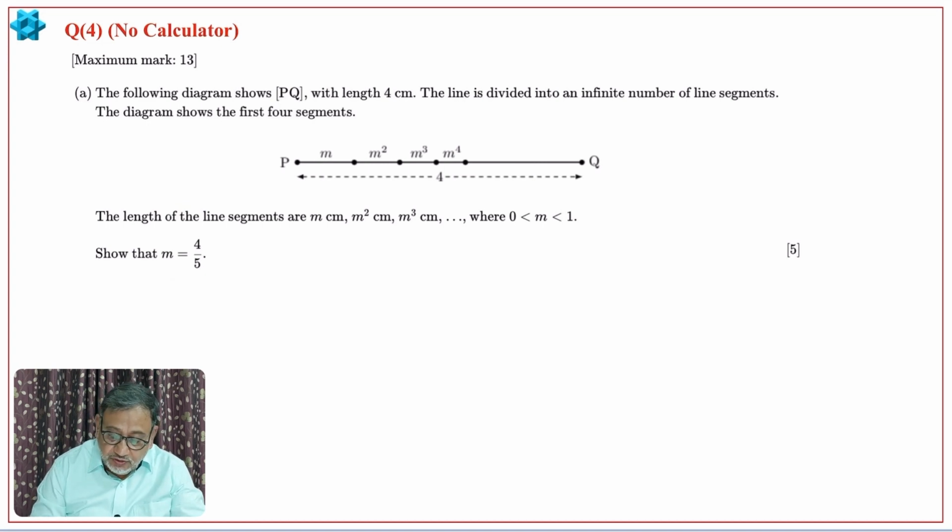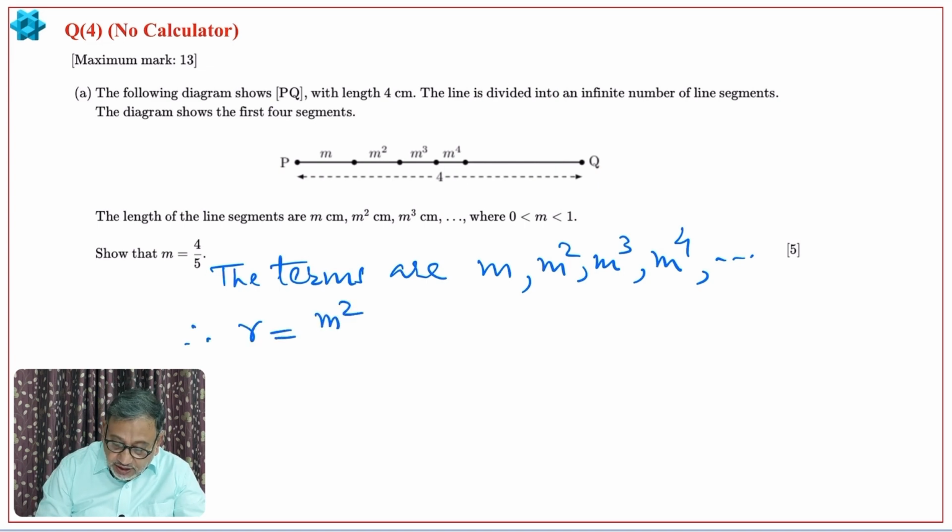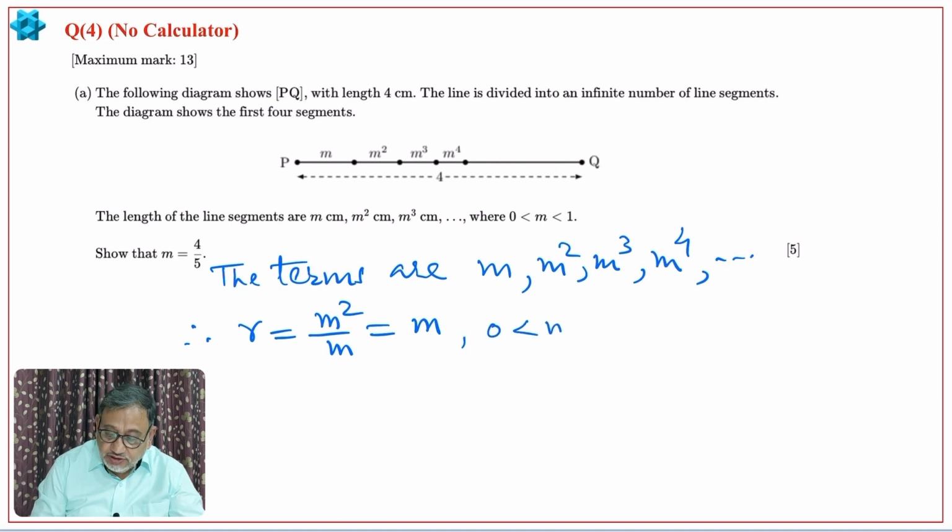Now look here, if you look at the values, the terms are m, m square, m cube, m to the power 4 and so on. So it looks like the geometric sequence. Okay, you cannot take the common difference, but common ratio you have to take, right? So therefore in this r is m square by m, which will be m. Okay, common ratio is m, where 0 is less than m is less than 1, right?